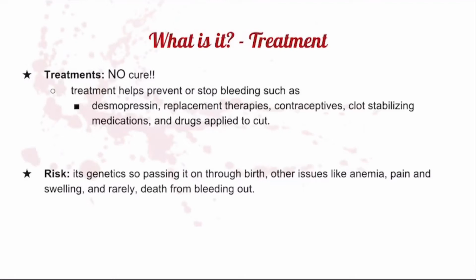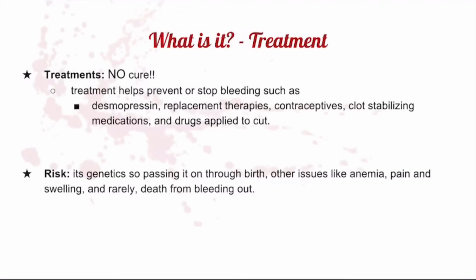Contraceptives are helpful only to women to help control heavy bleeding during their menstrual period. Also, the estrogen in the birth control pill can help increase the amount of blood clotting proteins in the body. Clot stabilizing medications, like Amicar and tranexamic acid, help stop bleeding by slowing down the breakdown of blood clots. They're not used to treat the disease every day, but usually after surgery. It's just sometimes if you're going to the doctor. Drugs applied to the cuts: there's a fibrin sealant which acts as a glue to stop the bleeding.